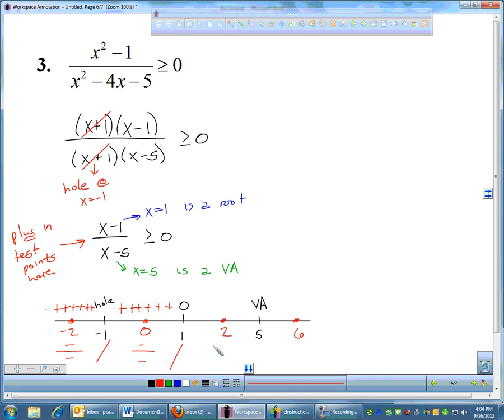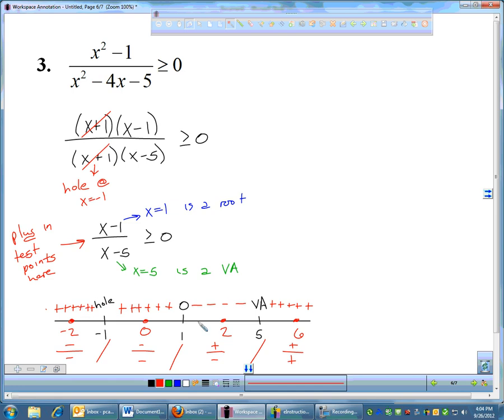If I plug in 2, 2 minus 1 is positive. 2 minus 5 is negative. A positive divided by negative is negative. If I plug in 6, 6 minus 1 is positive. 6 minus 5 is positive. If you divide two positives, you get a positive.